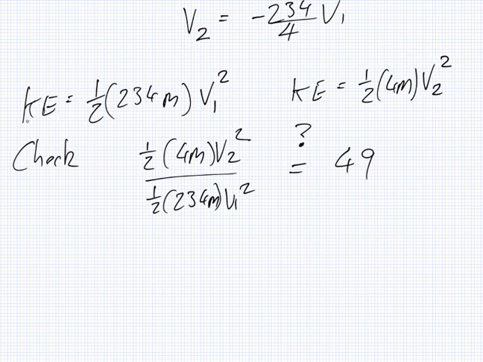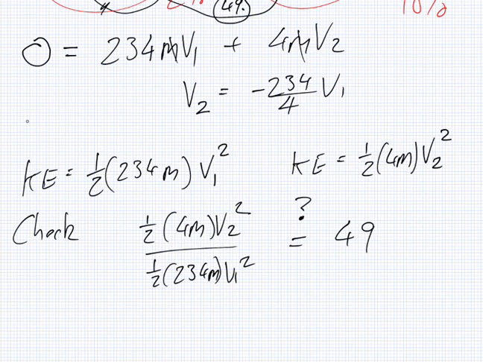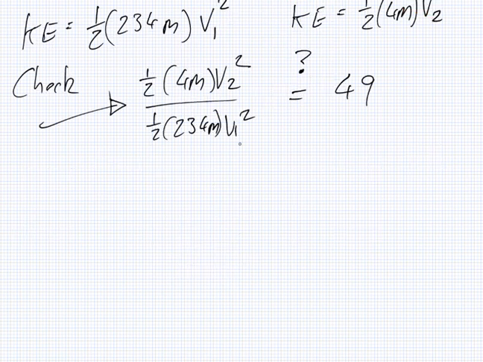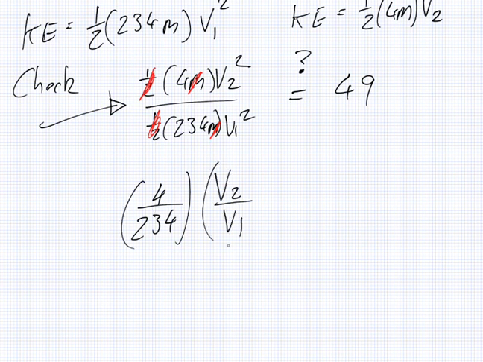Now, what do we do next? You both told me what to do. Yeah, you can take this here and put it into that. But before I do that, let's simplify. The m's are gone, the halves are gone, so I now have 4 over 2, 3, 4 times v2 over v1, squared. Let's see what that equals.